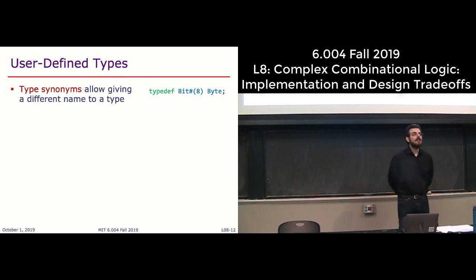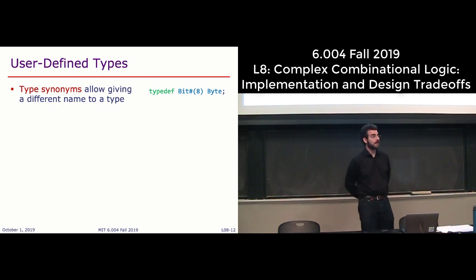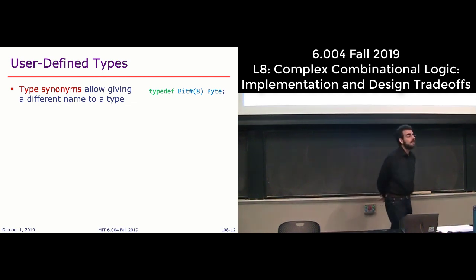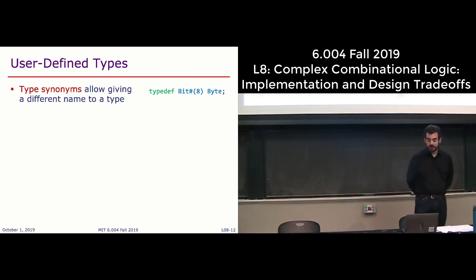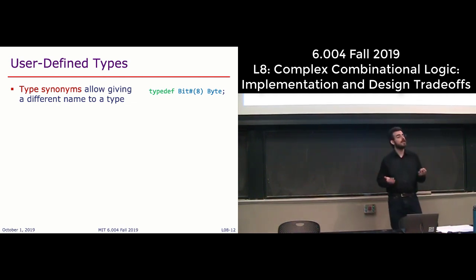Okay. Minispec also allows you to define your own user-defined types. And this is very helpful when you have more complex circuits. And this is, by the way, exactly the same syntax as C. So on the one hand, you have type synonyms, which let you give a different name to an existing type.